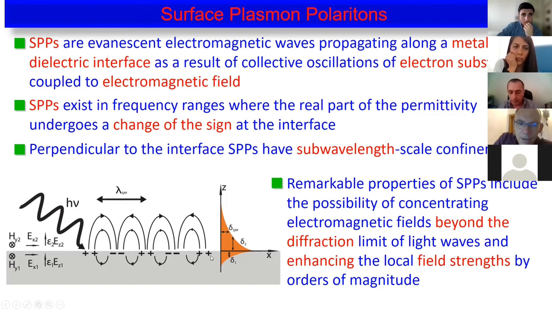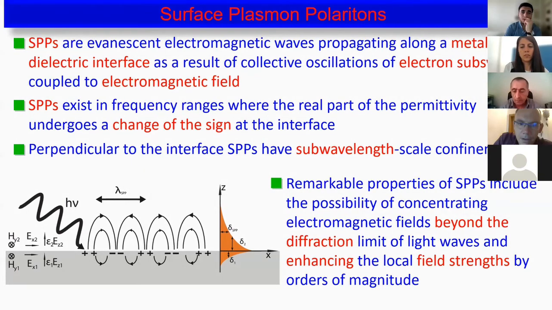For example, this takes place if from one side you take the vacuum, and from another side you have metal, and the spectral range should be where the real part of the permittivity of this metal is negative. Here I have listed remarkable properties of the surface plasmon polaritons: we can have very high concentration of energy. Also, we can work beyond the diffraction limit, which is not possible by using the usual electromagnetic phase.